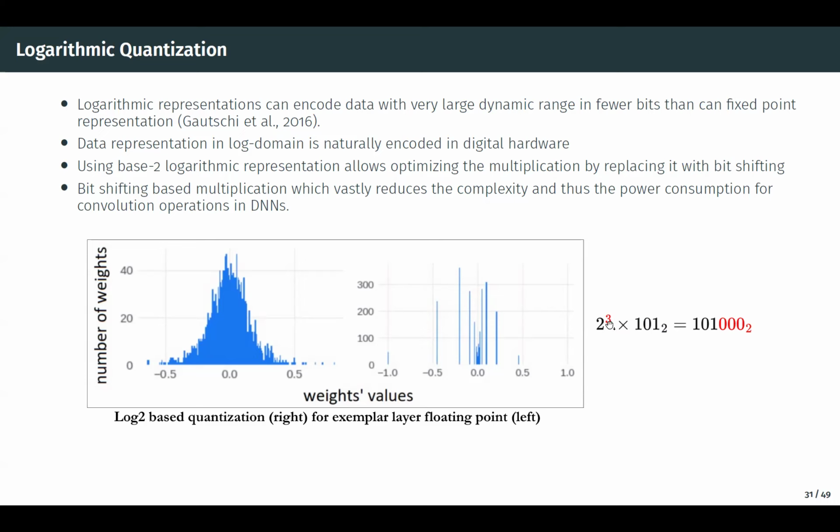If you did a multiplication using the normal way, it would be very expensive. But if you did it using this logarithmic approach, you are only shifting this number to the left 3 times. So you are only adding zeros to the right. This is really very fast in hardware. So this is the advantage of this technique.